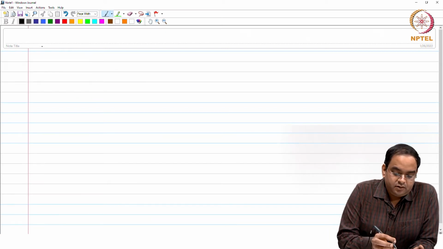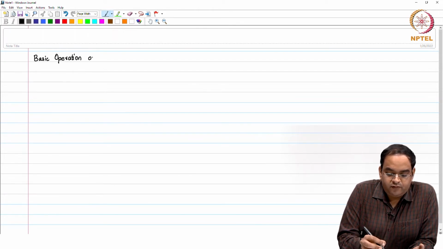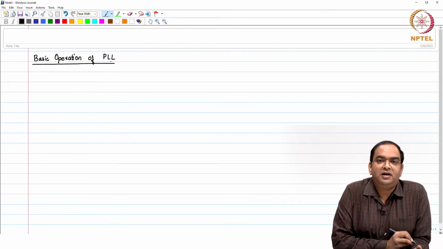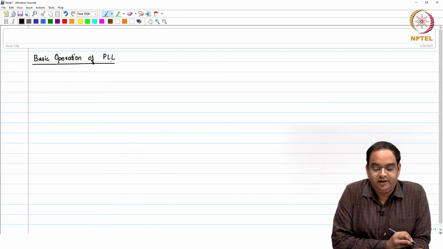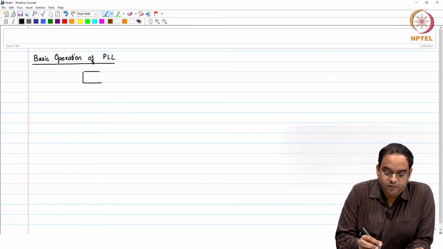In this session, we will look at the basic operation of PLL. So, we are going to look at the basic operation of a phase lock loop. Previously, we looked at PLL as a block which generates frequencies as we desire. Here I will first draw the block diagram of a phase lock loop.